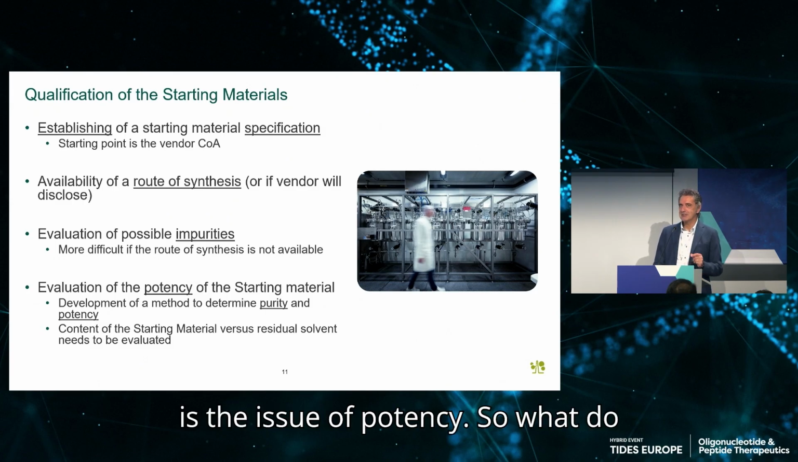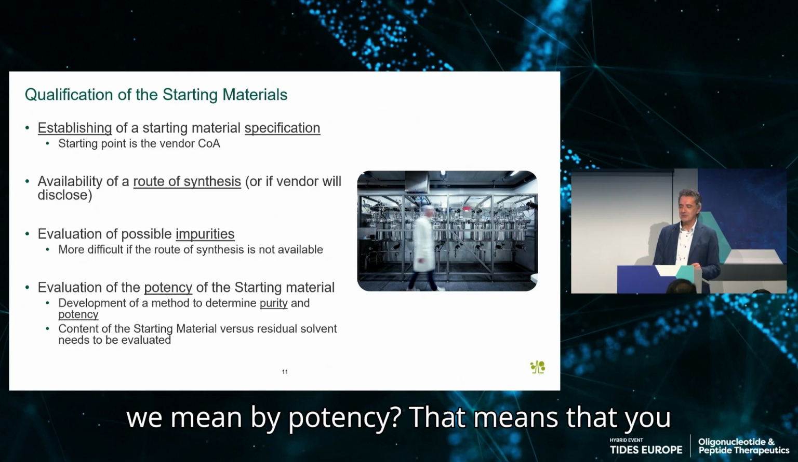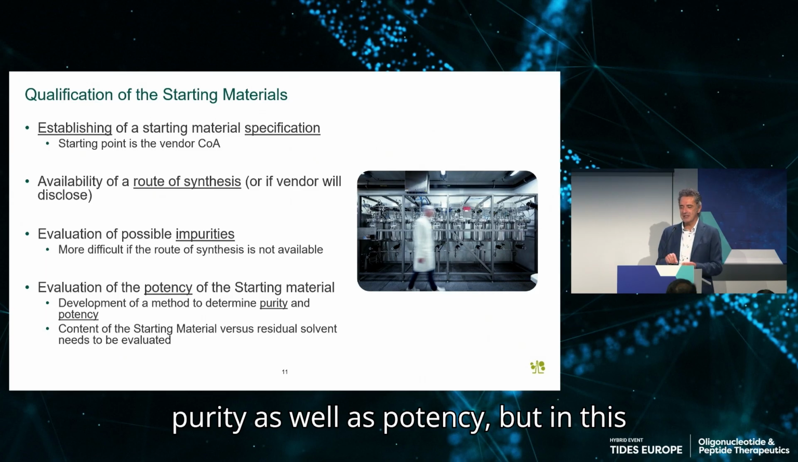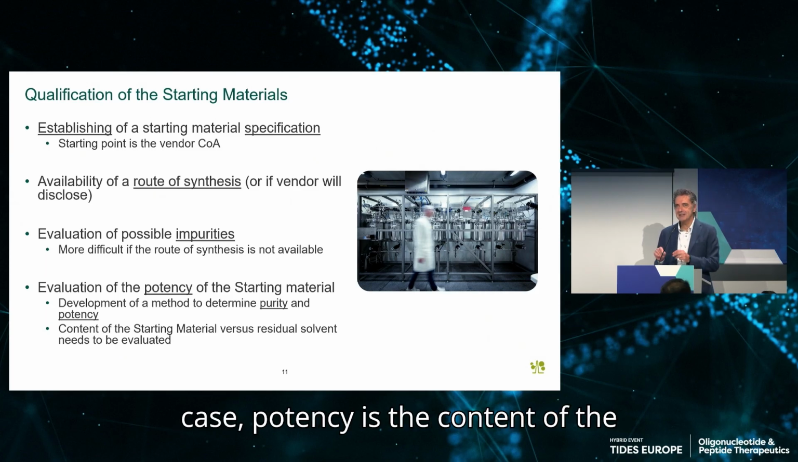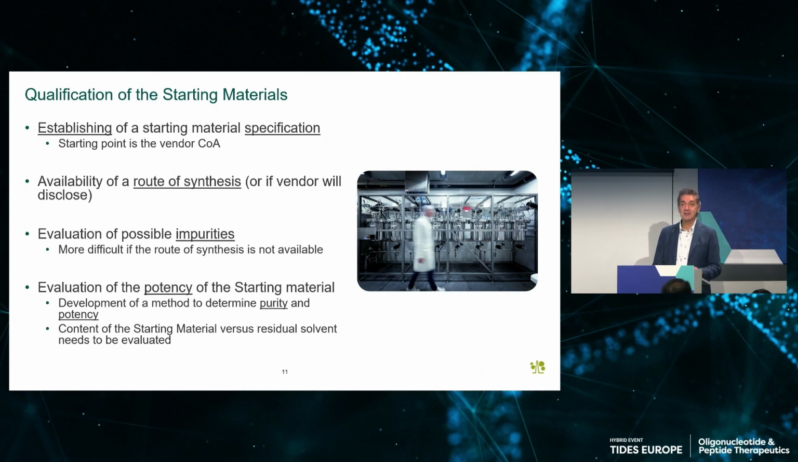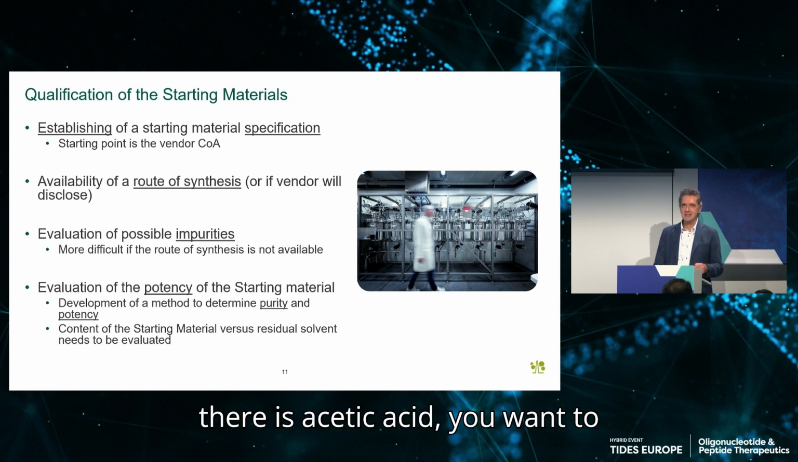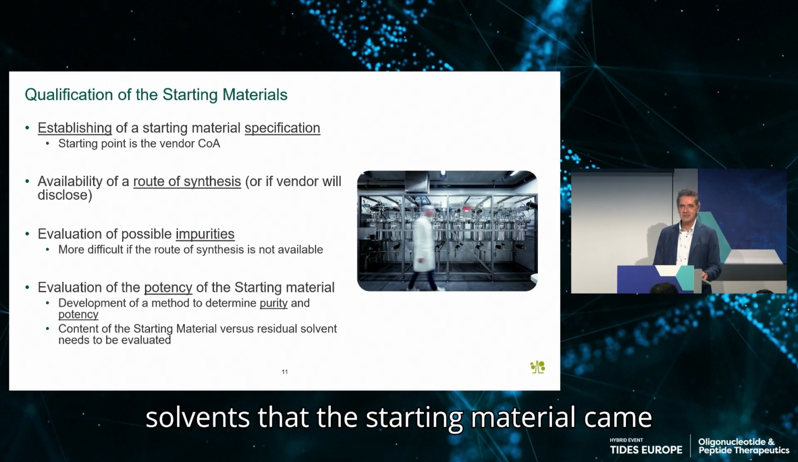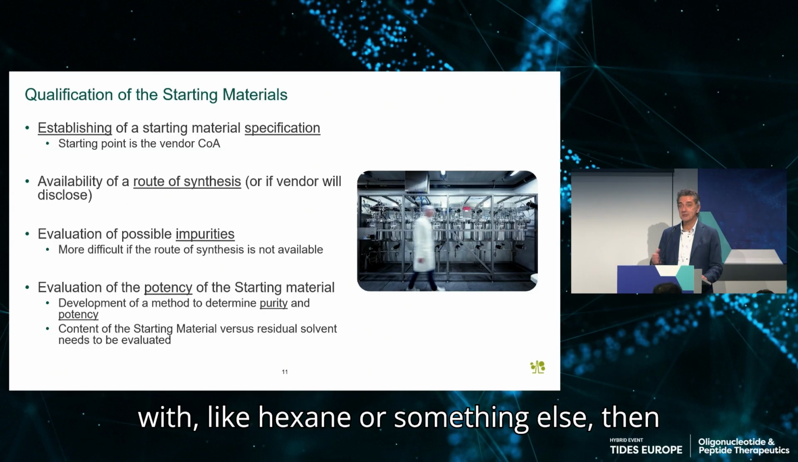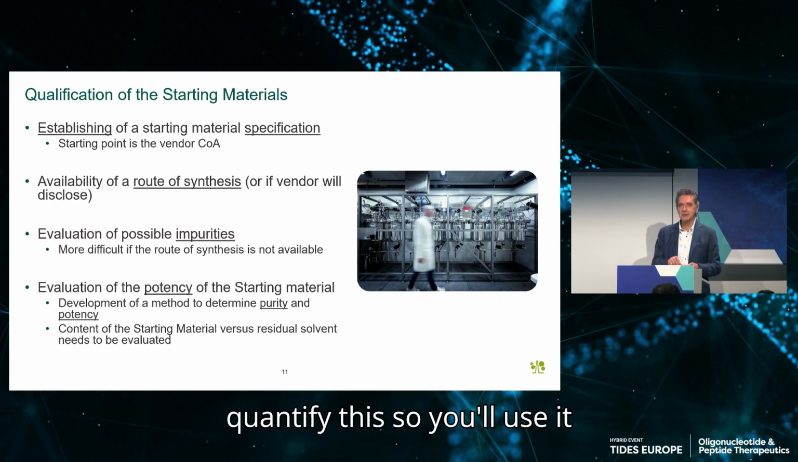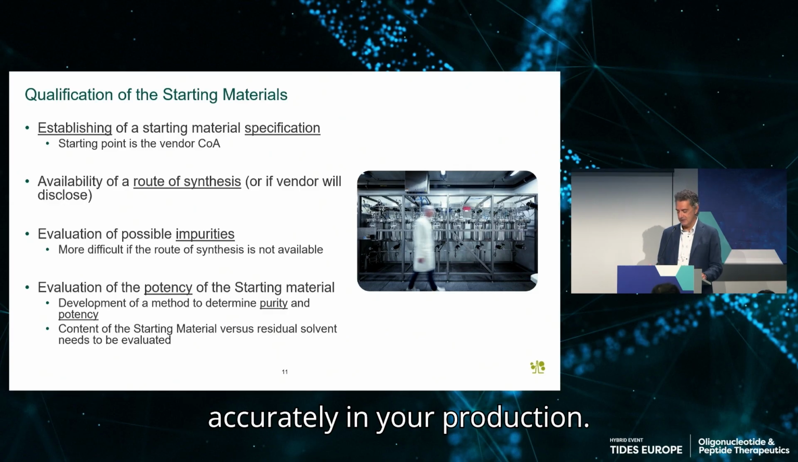Then there is the issue of potency. So what do we mean by potency? That means that you have to generate a method that does purity as well as potency, but in this case, potency is the content of the starting material versus residual solvents. For example, if there is acetic acid, you want to minimize the acetic acid content in your starting materials. If there are other solvents that the starting material came with, like hexane or something else, you have to be able to quantify this so you'll use it accurately in your production.